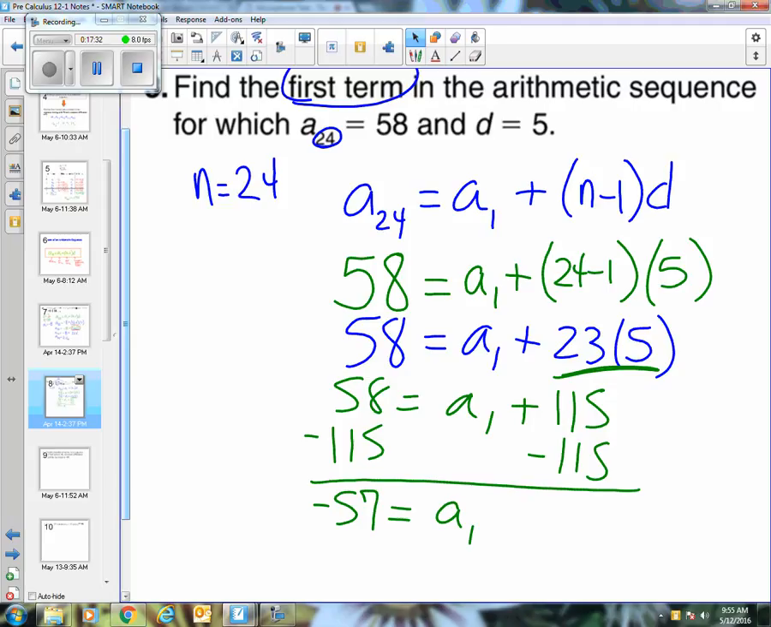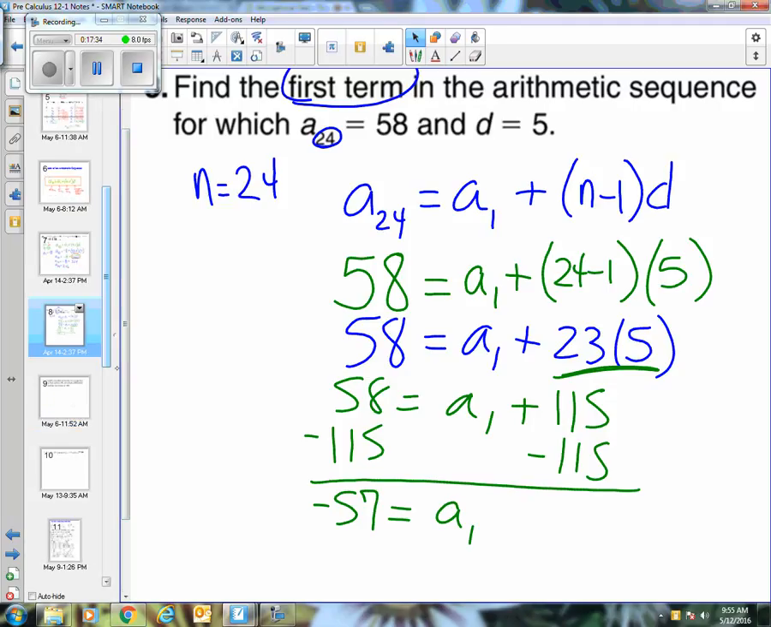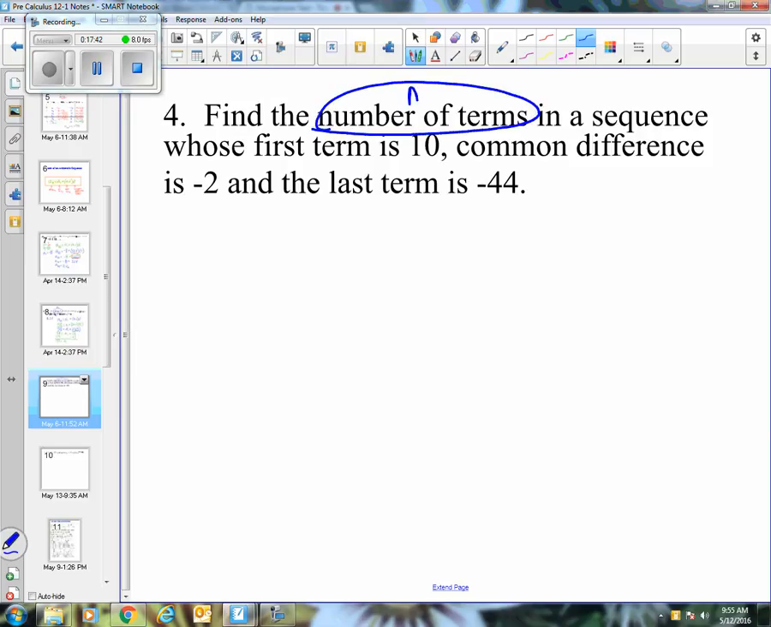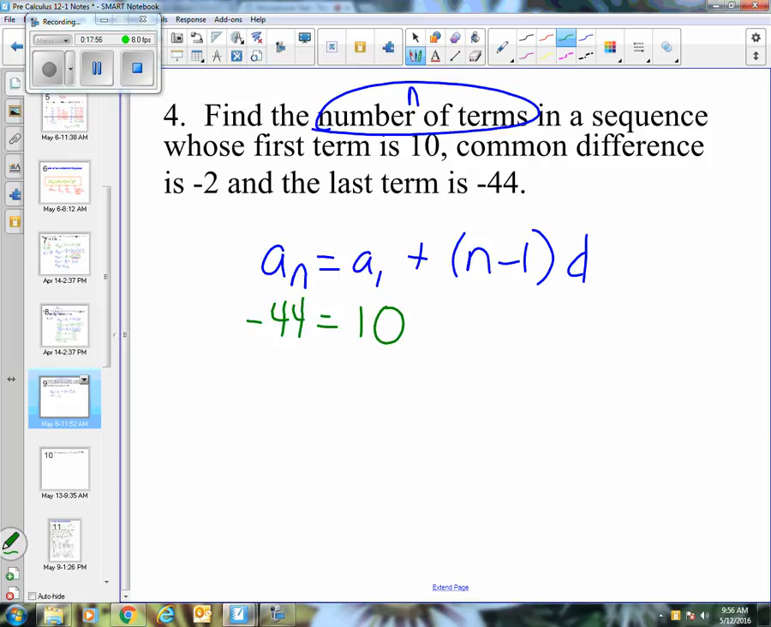All right, so let's finish up with a couple last examples here of taking this a little bit further. It says find the number of terms in a sequence whose first term is 10. So find the number of terms. You're looking for n. So I know everything else. I'm trying to figure out how many terms are in my list. So I know where I'm starting, I know where I'm ending, but I have no idea how many terms that is from start to finish. So they're telling me my last term is negative 44, my first term is 10, I don't know what n is, and my common difference is negative 2.